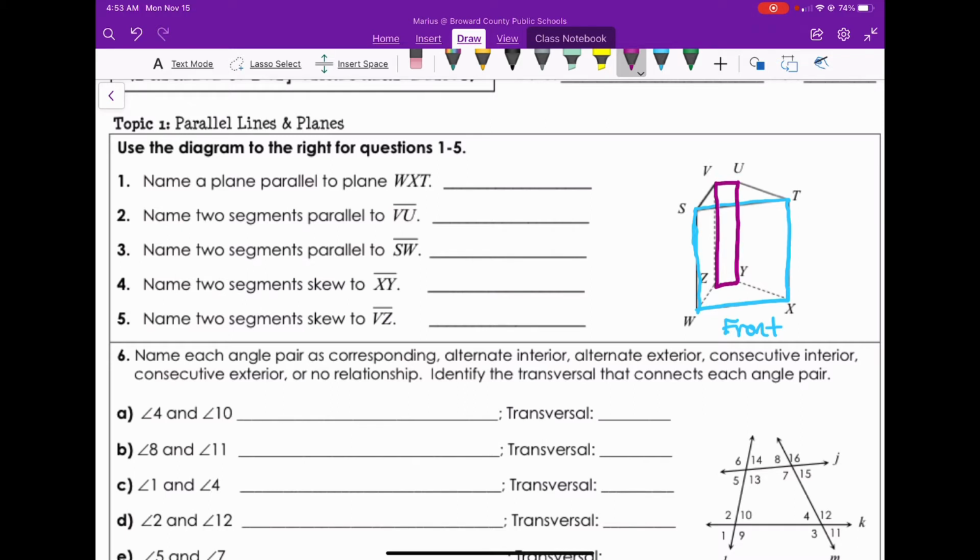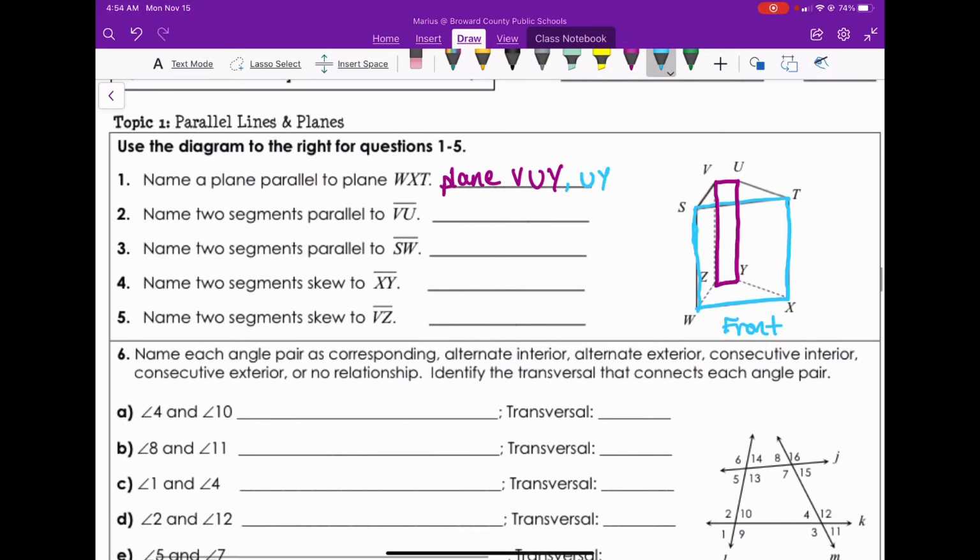So there's a bunch of different ways we can write this. We can say plane VUY, okay? Somebody else may name it plane UYZ. Another person may name it as plane YZV, and so forth. Any combination of those four letters, V, U, Y, and Z, and you have to name it in either clockwise or counterclockwise order. All right, that's number 1.